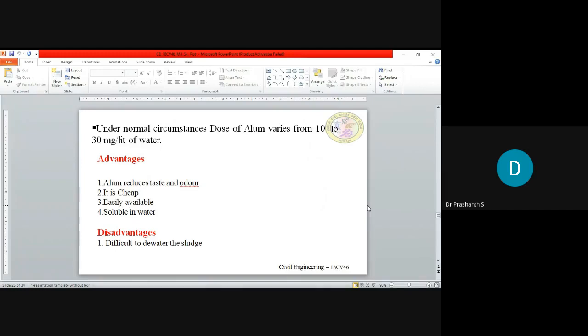Advantages of alum: alum reduces taste and odor. It is cheap, easily available, and easily soluble in water. The disadvantage is that it forms a huge sludge or floc. Disposal of that sludge is very difficult, and removing the water from the sludge is also difficult. So this is one of the disadvantages of alum.